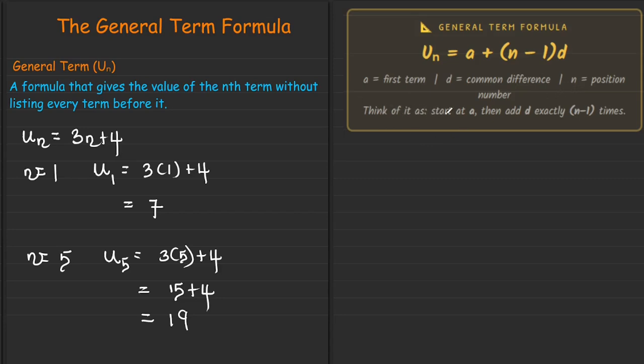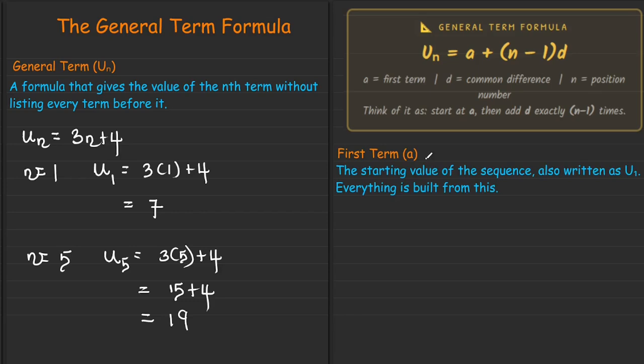So it says, think of it as you start at a, then you add d exactly n minus 1 times. That is how the formula is developed. Now it is important you take note of the first term, because it is through the first term that everything else is built. So the first term, which is a, is the starting value of the sequence. You can also write it as u1. Everything is built from this. So the first term of a sequence is very, very important.